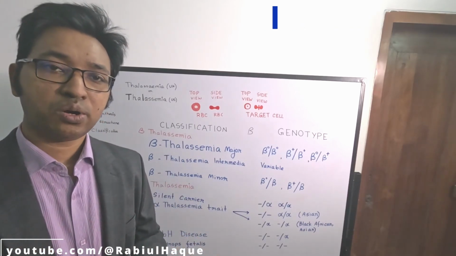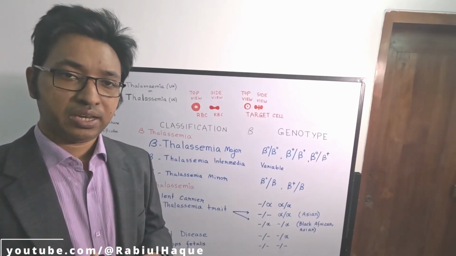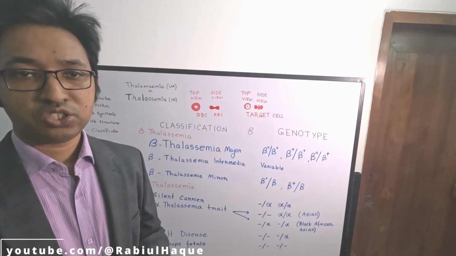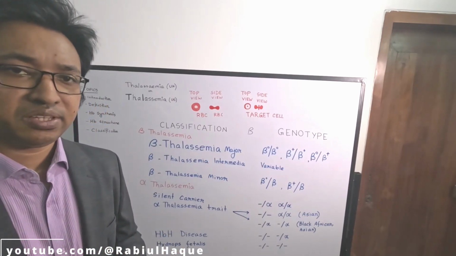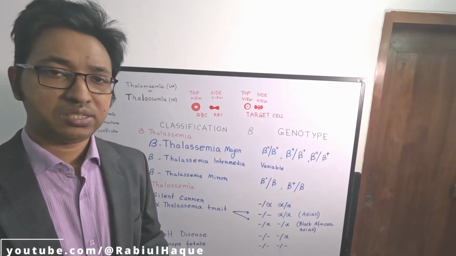So this concludes our first lecture on thalassemia, and in our next lecture we will talk about alpha-thalassemia in detail and finish our discussion.